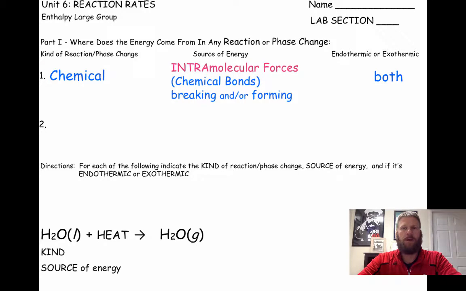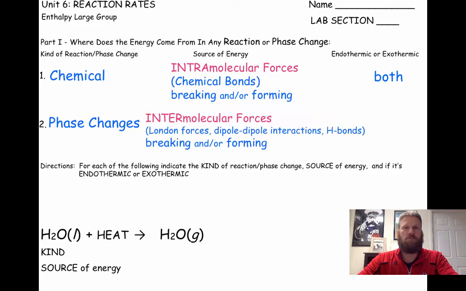The other type of chemical process we are concerned about are phase changes. During a phase change, intermolecular forces are broken or formed. For example, when a substance freezes, intermolecular forces are formed. When a substance melts, intermolecular forces are broken. This means that phase changes can also be classified as endothermic or exothermic.